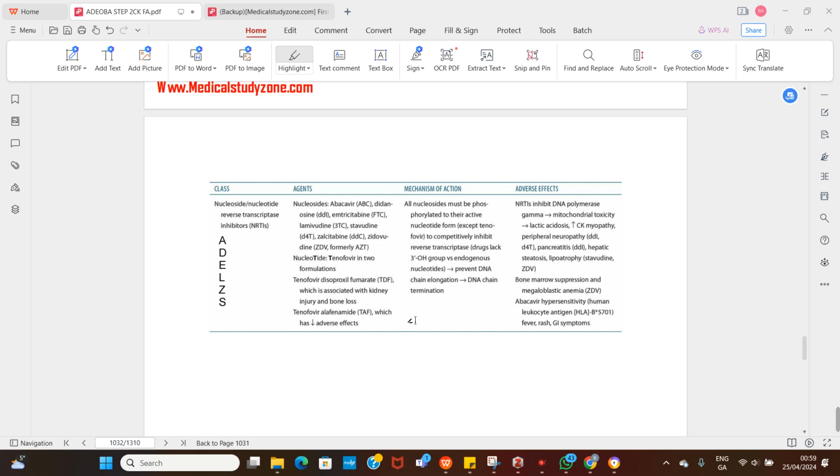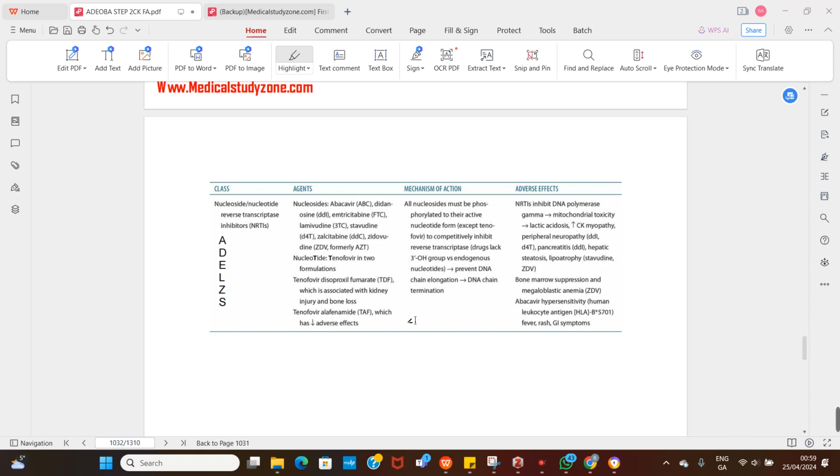So it causes DNA chain elongation termination. DNA chain elongation is ceased. It is terminated because you cannot continue to form the phosphodiester bond that is linking each of the nucleotides of the strand. Very, very important to remember that. So that's the way they inhibit the activity of this reverse transcriptase.